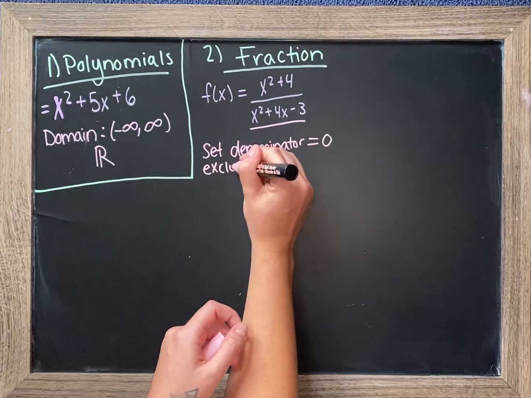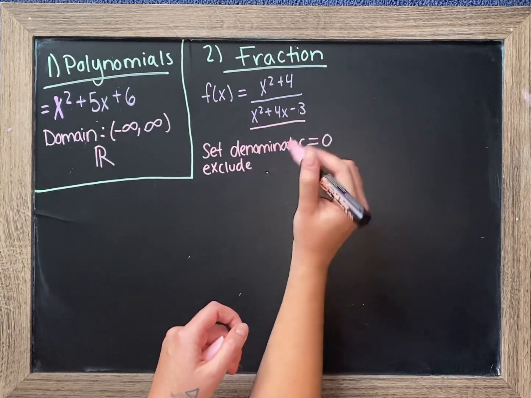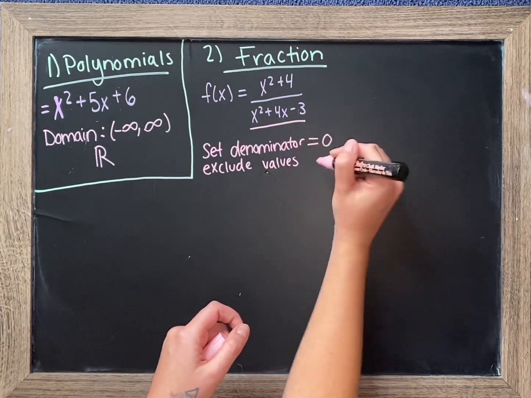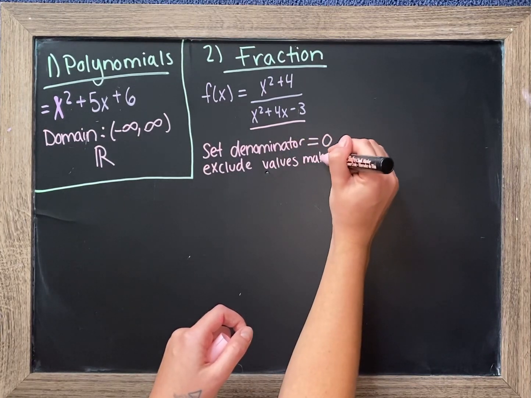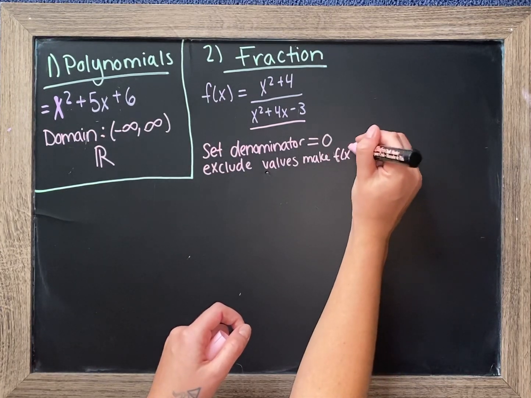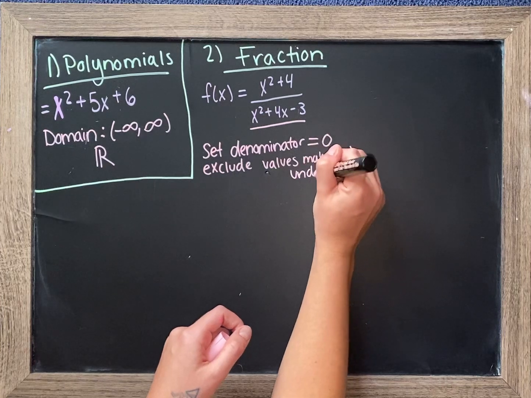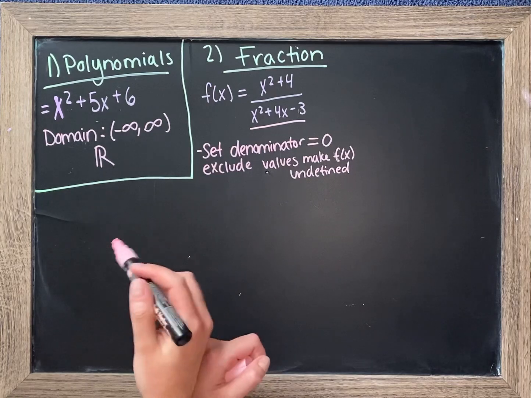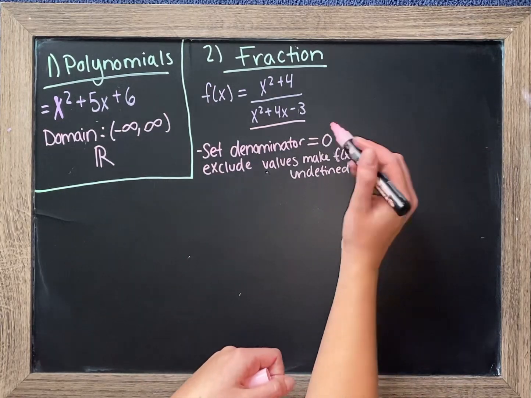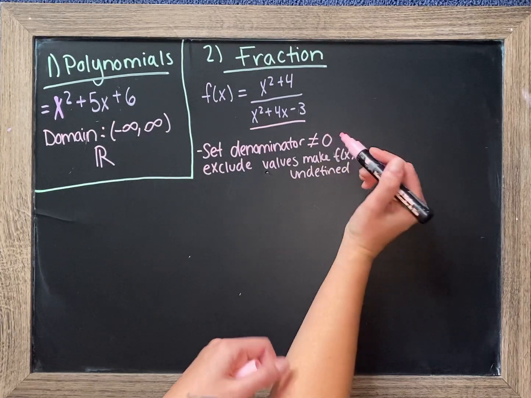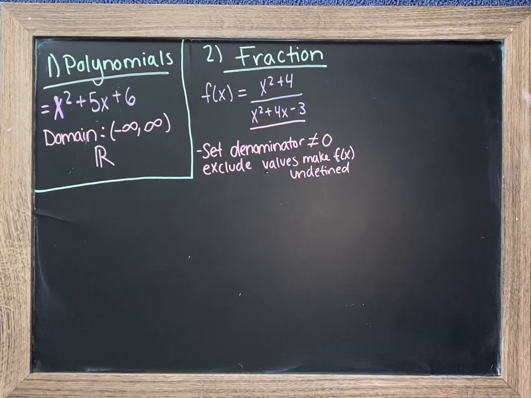exclude whatever values make f of x undefined. So when you're solving it, you're setting the denominator equal to 0, but ultimately what you actually want is for your denominator to not be equal to 0. That's really what you're looking for in the equation: whatever values make your denominator not equal to 0.